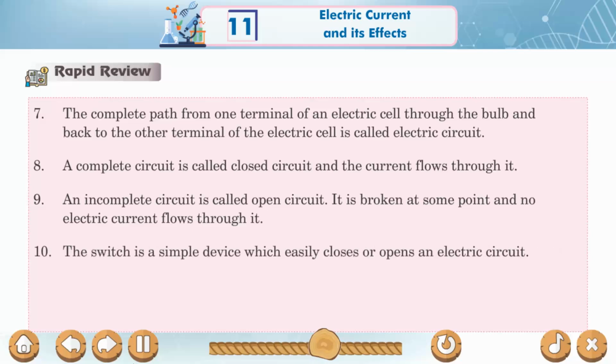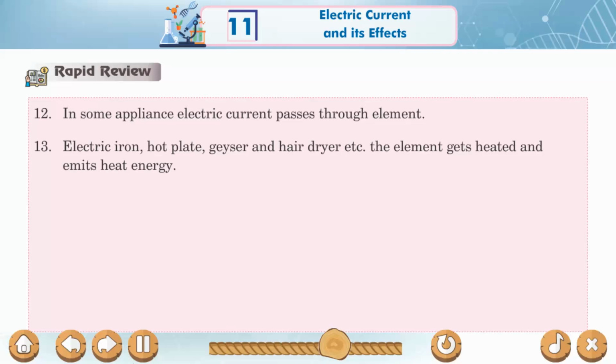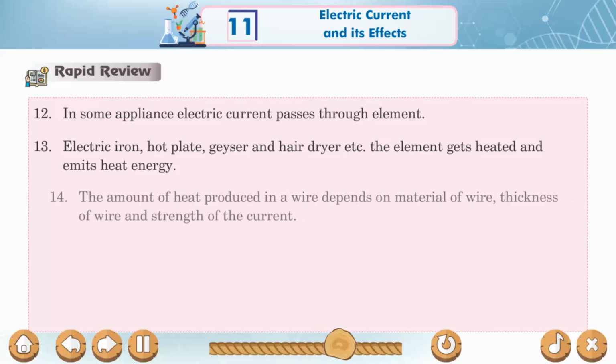10. The switch is a simple device which easily closes or opens an electric circuit. 11. The electric current gets converted into heat energy. 12. In some appliances, electric current passes through an element. 13. Electric iron, hot plate, geyser and hair dryer, etc. are the elements that get heated and emit heat energy.